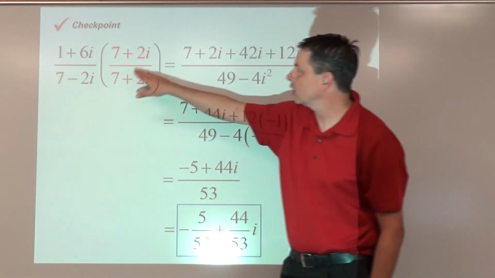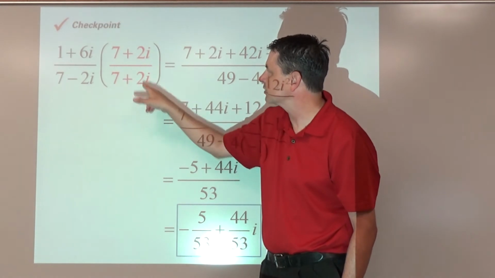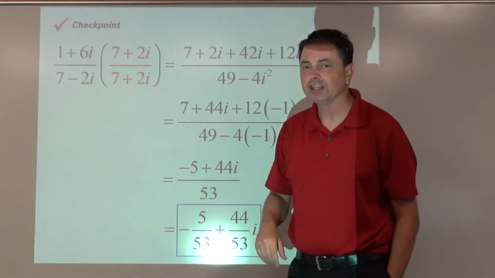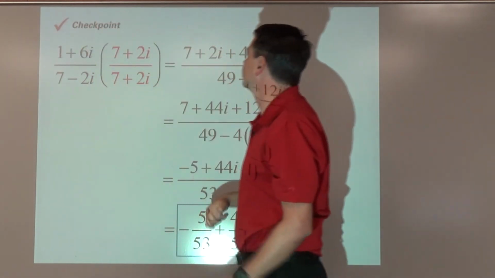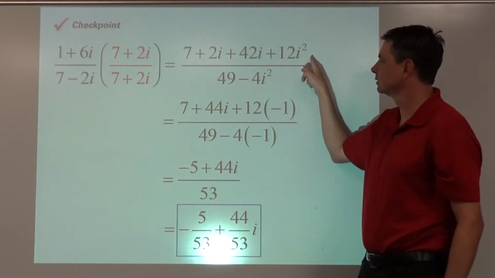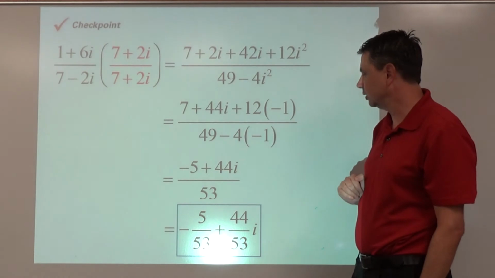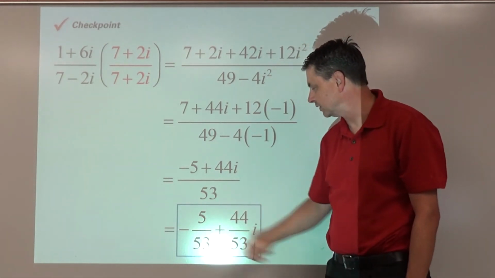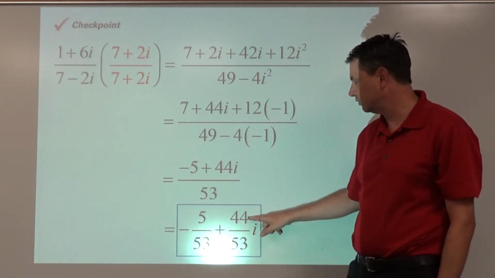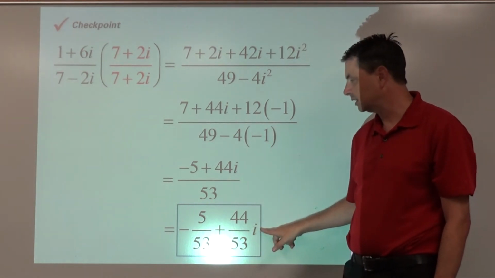Our complex conjugate for the denominator is 7 plus 2i, top and bottom. You're going to want to assume that this is in parentheses, so we do the binomial multiplication and simplify both. So our final answer is negative 5 over 53 plus 44 over 53i.